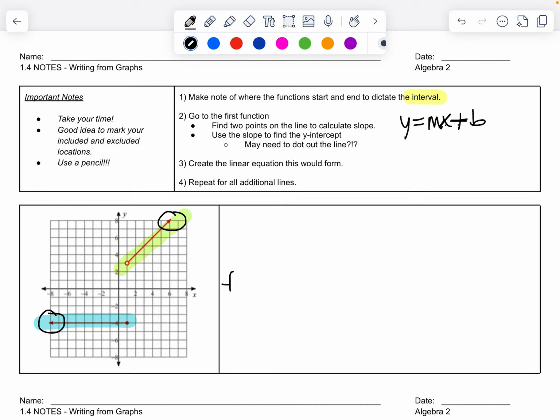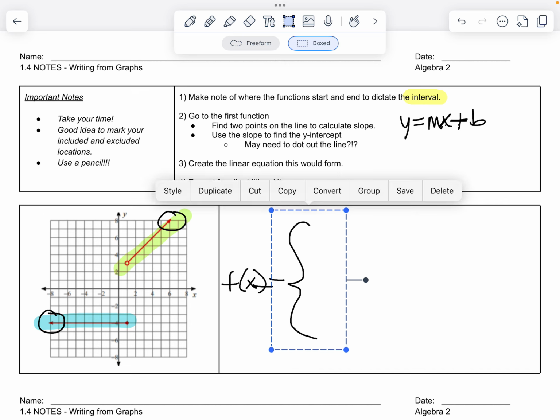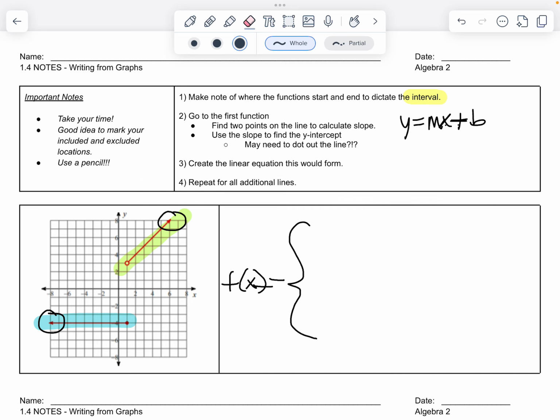So first thing is first, I'm going to go ahead and write out my good old f of x and the equal sign, we'll put it in function notation. We'll make this bracket right here. I'm going to try to make it as large as possible. And actually, now that I'm thinking about it, let me move it over just to give myself a little bit of space. And I'm going to go ahead and start with the blue.